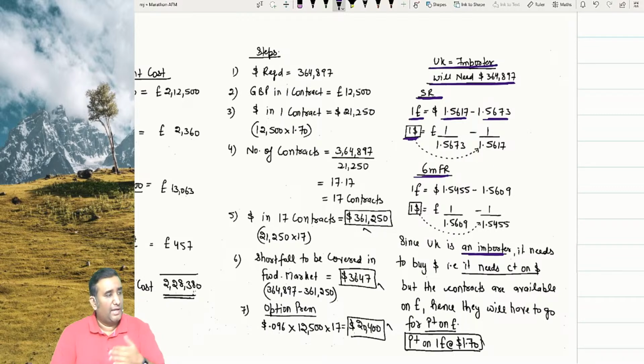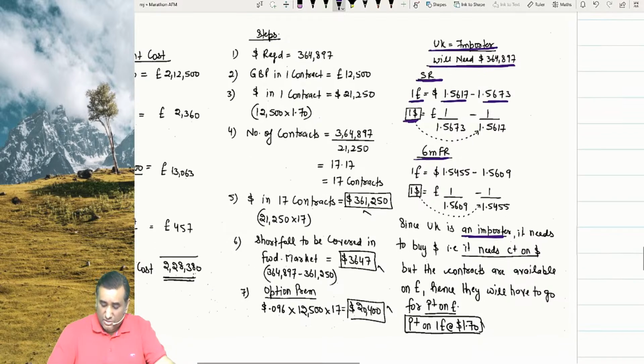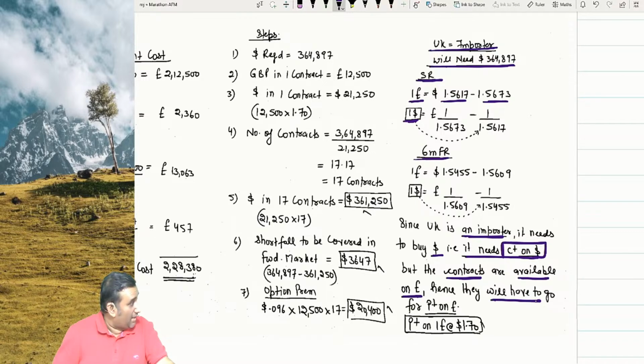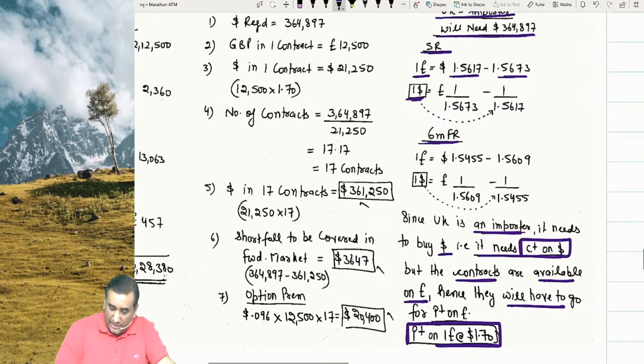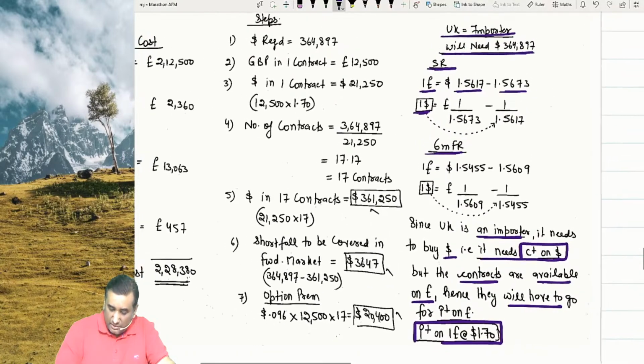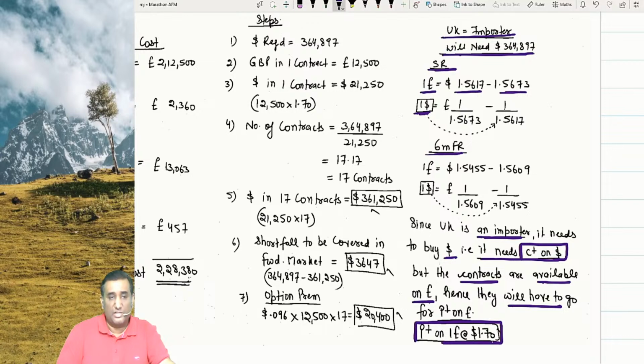It's up to you. I have a habit of writing it because I want to be very clear why I am taking this action. Since UK is an importer, it needs to buy dollars, that is, it needs a put on the dollar. But the contracts are available on the pound. Hence, they will have to go for a put on the pound. And the rate agreed is £1 equal to 1.70.